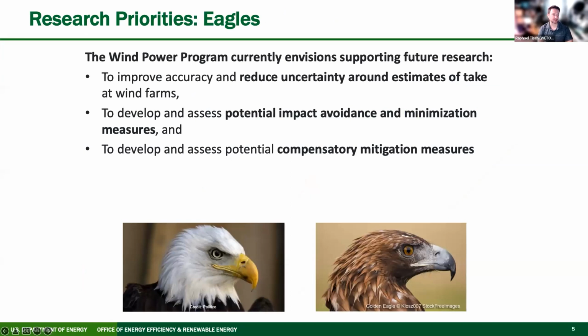Specific to eagles, the wind power program focuses on 3 specific research areas, which include reducing the uncertainty around the estimates of take at wind farms, developing and assessing the potential impact avoidance and minimization measures to eagles, which includes the research that we're going to be talking about largely today. And lastly, to develop and assess potential compensatory mitigation measures for bald and golden eagles.